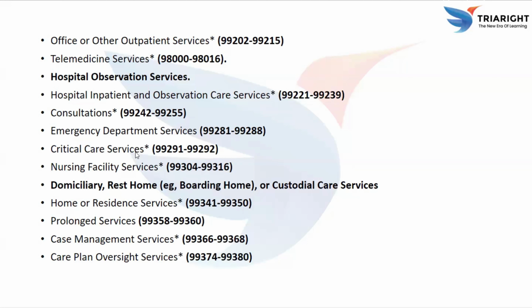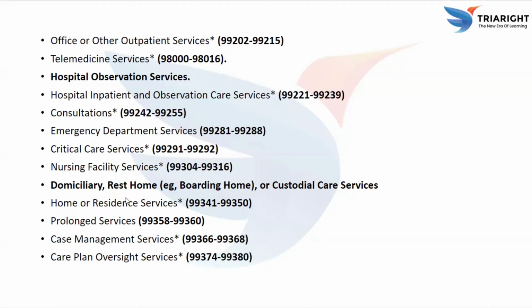Critical care services. These generally happen in the ICU, ED or hospital. They are used when the patient has a life-threatening condition and the provider gives high complexity care. And nursing facility services. They take place in skilled nursing facilities, SNFs, as well as nursing homes. They include the initial nursing facility care, subsequent care and discharge management.